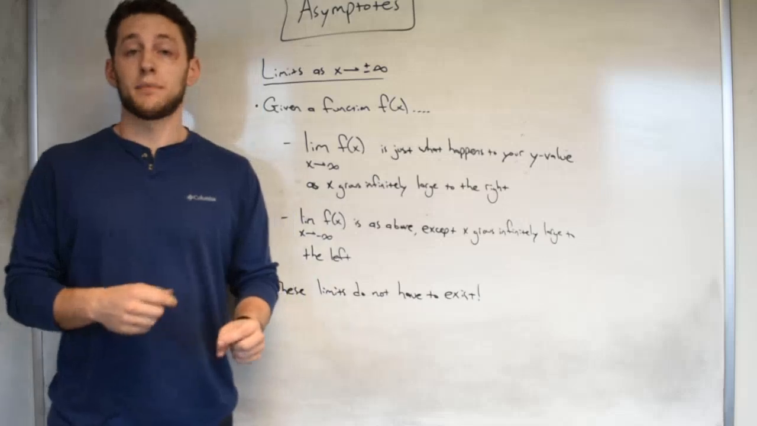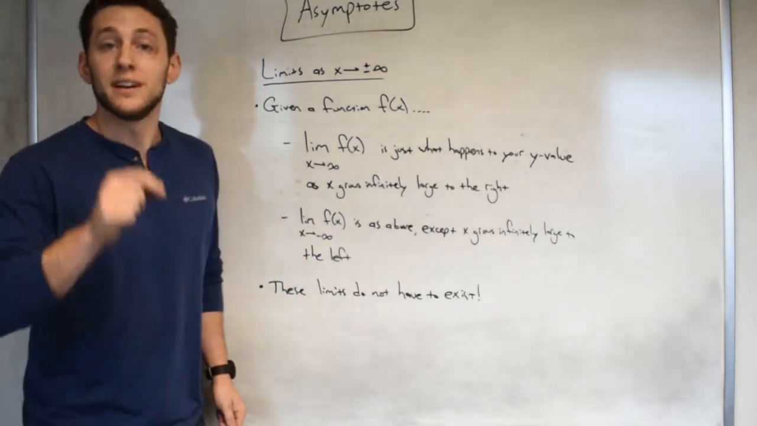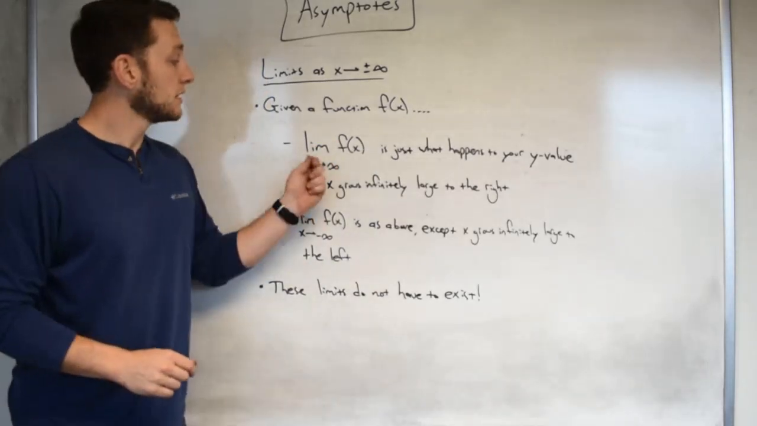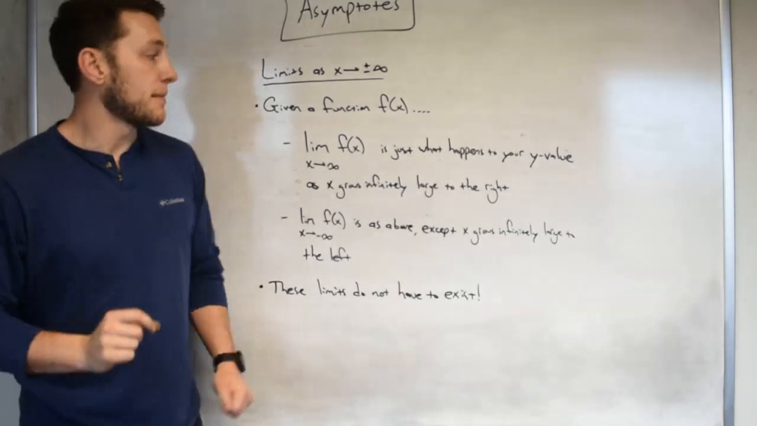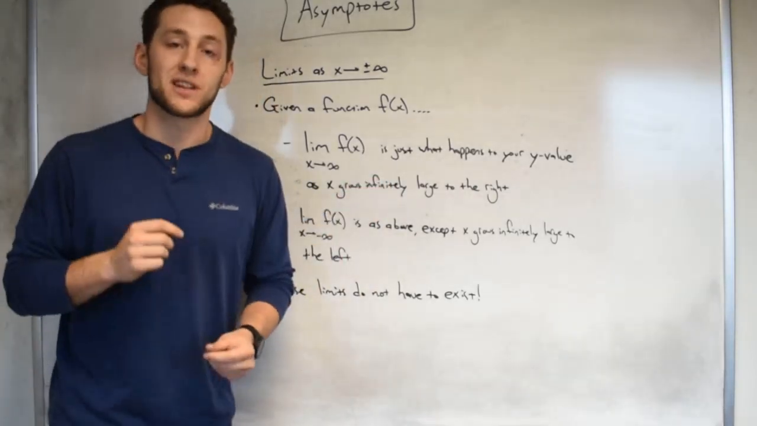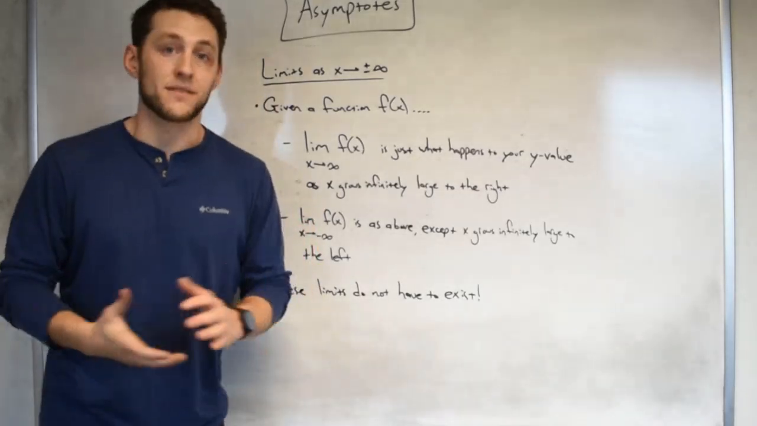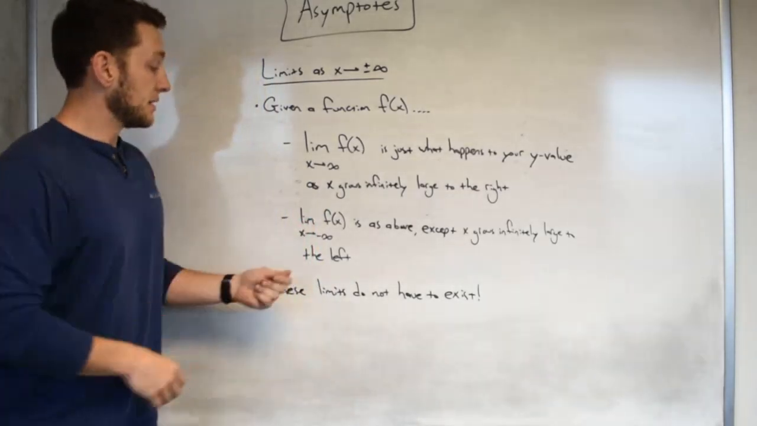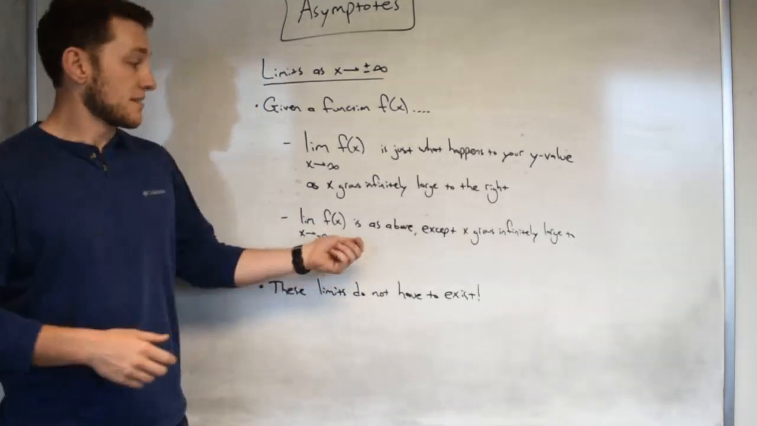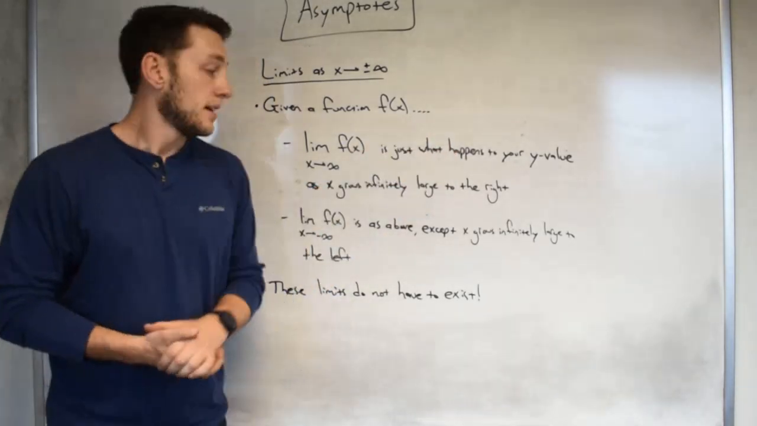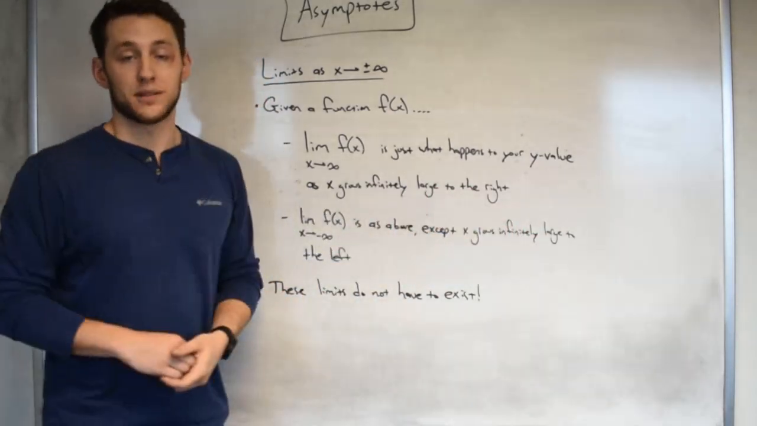We will be digging up limits that came up in chapter 1. So without further ado, given a function f of x, the limit of f of x as x approaches infinity is just what happens to your y value as x grows infinitely large in the right-hand direction, towards positive infinity. Similarly, the limit of f of x as x approaches negative infinity is, as above, what happens to your y value as x grows infinitely large to the left, meaning in the negative direction.